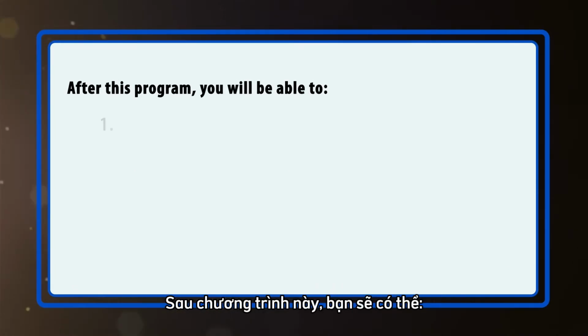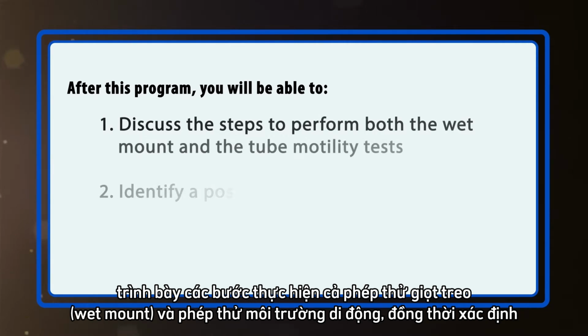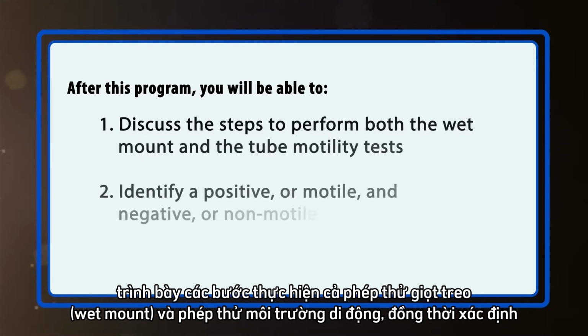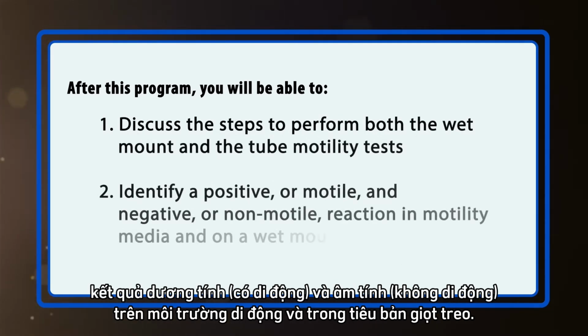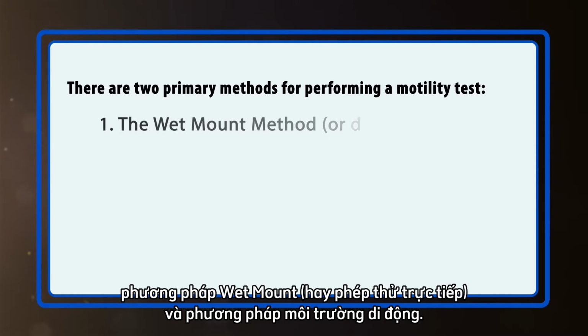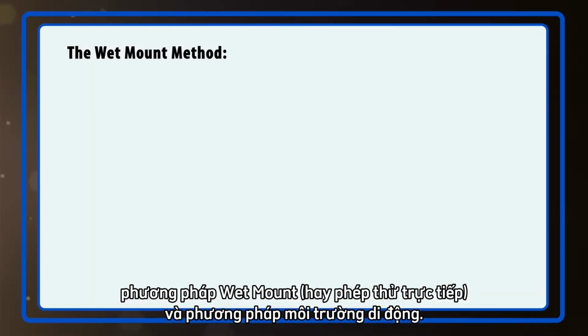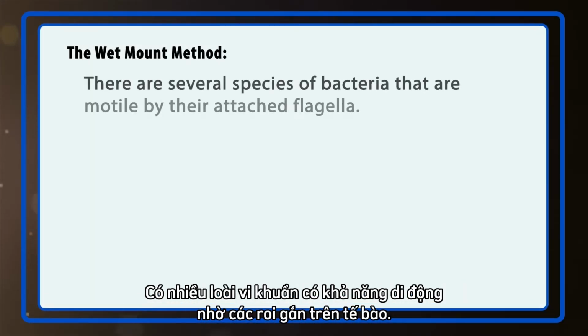After this program, you will be able to discuss the steps to perform both the wet mount and the tube motility tests, and identify a positive or motile and negative or non-motile reaction in motility media and on a wet mount. There are two primary methods for performing a motility test: the wet mount method or direct test, and the motility media method. There are several species of bacteria that are motile by their attached flagella.